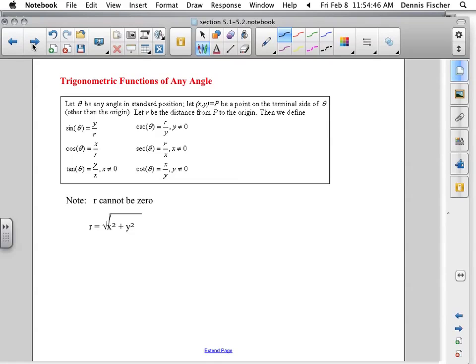Now notice how it says in the directions: find the exact value of the expression. Do not use a calculator.